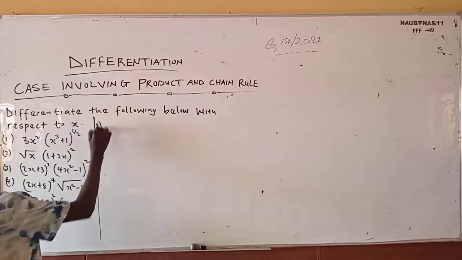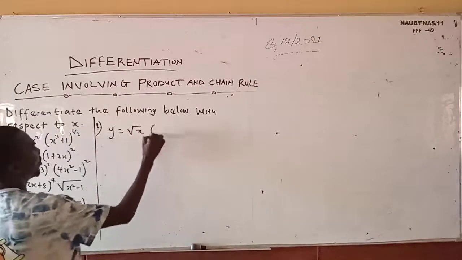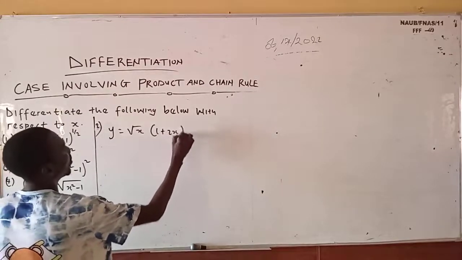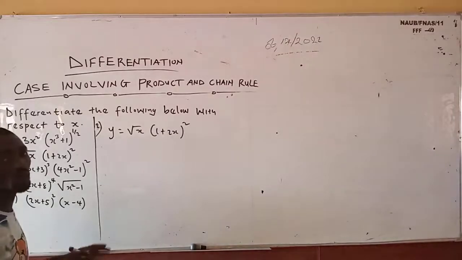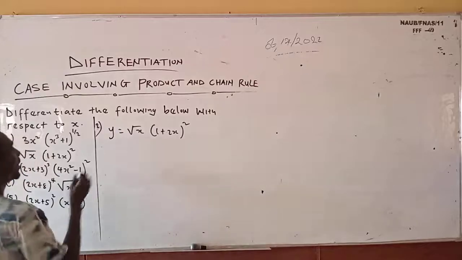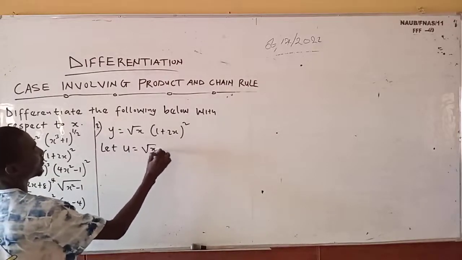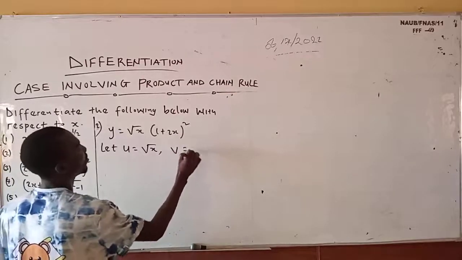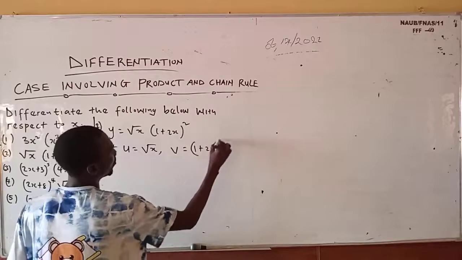Question number 2. y equals to root s into 1 plus 2s all square. Now, the first thing you are going to know is that this one is multiplying this, right? So you will say let u equals to root s. Then v is equals to 1 plus 2s all square.